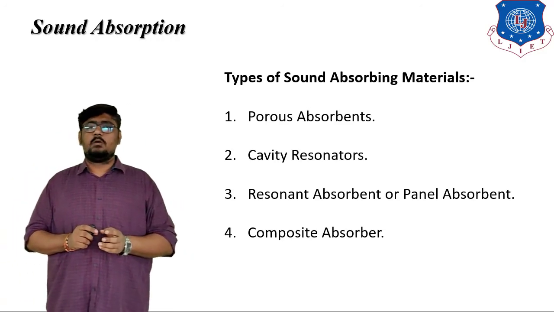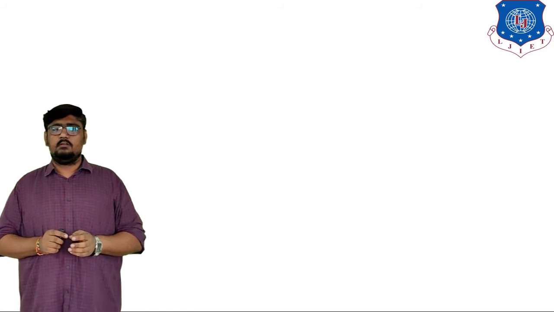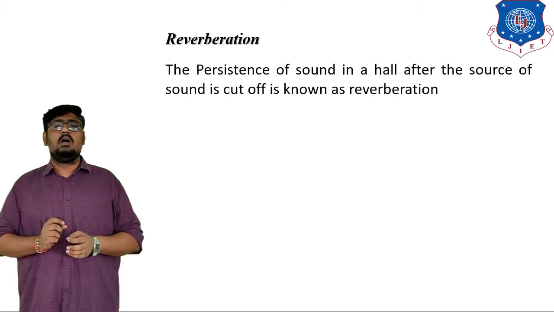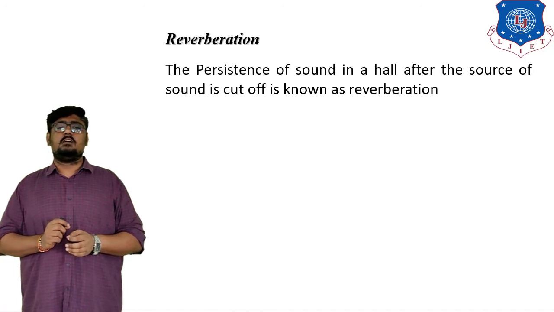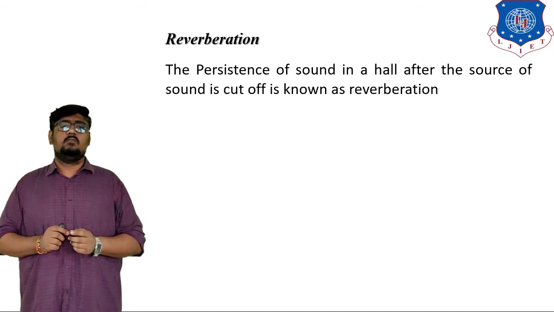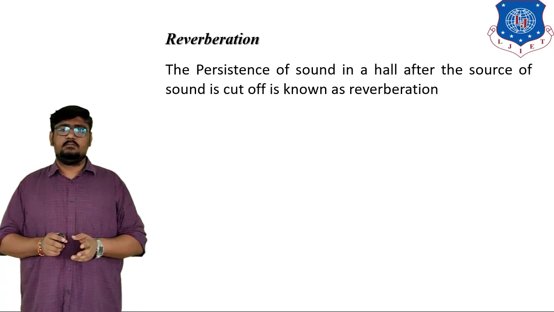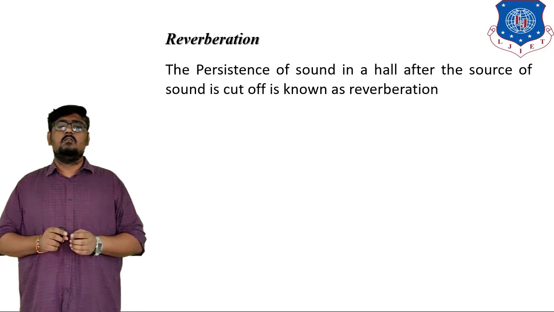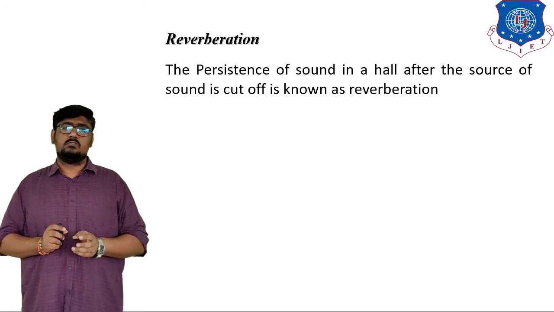Now, the next topic is reverberation. The persistence of a sound in a hall after the source of sound is cut off is known as reverberation. Reverberation takes place due to the reflection from walls, floor, ceiling, and other reflecting surfaces. Due to these reflections, the sound is heard for some time after the source is cut off.